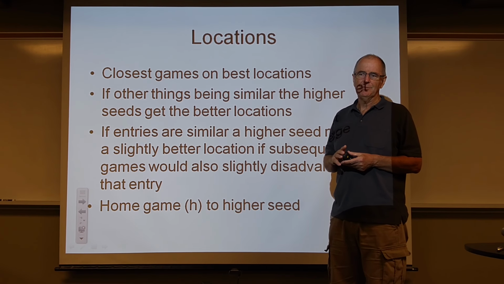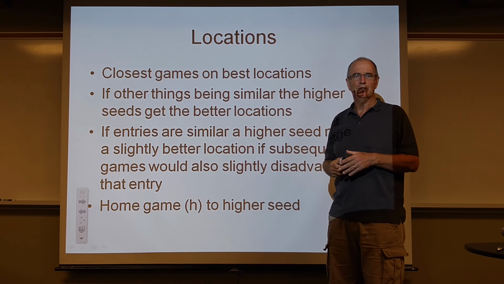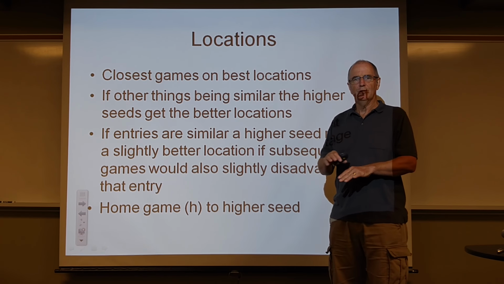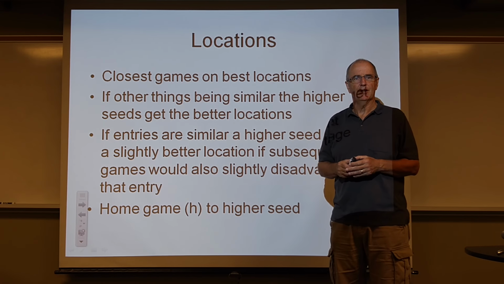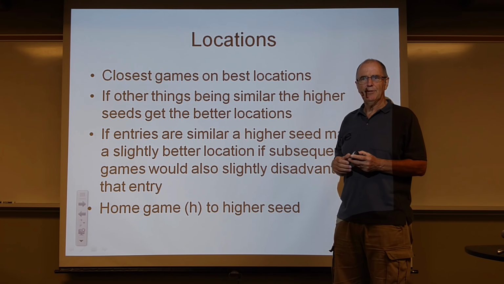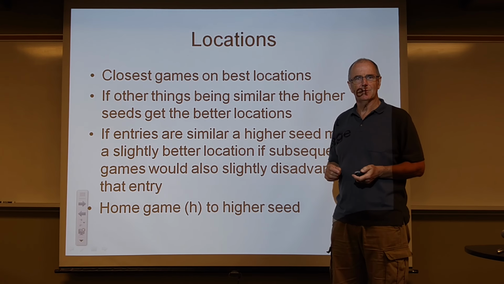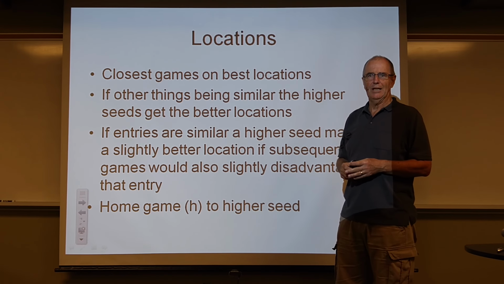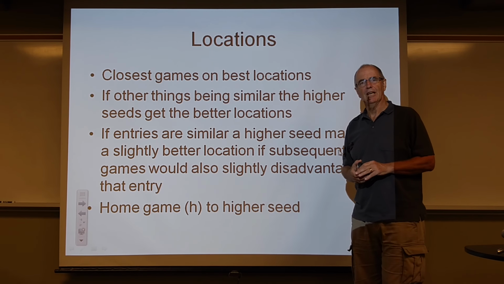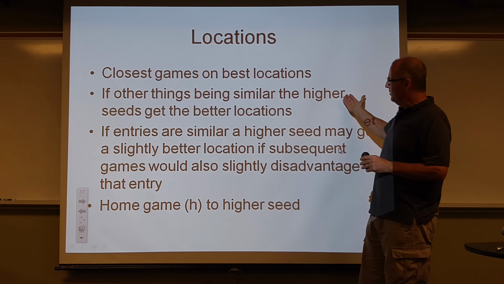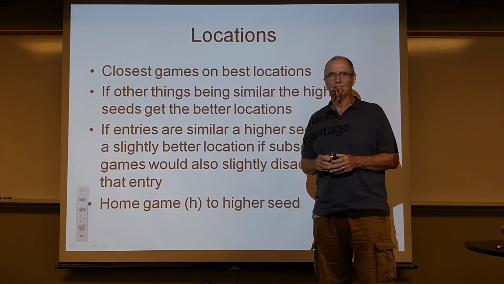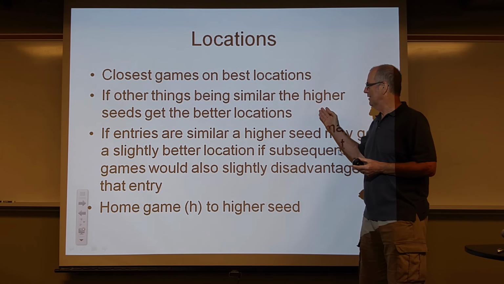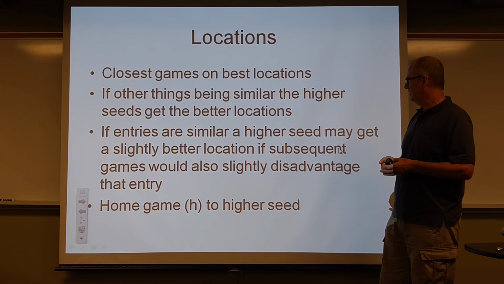Imagine a soccer tournament where we're using a professional stadium for one of the games, we're using a high school field for another game, and we're using an all-weather gravel field at an elementary school for a third game. We would want those closest matches between 4 and 5 played at that professional stadium, not on the gravel pitch, so people don't blame the location for the outcome of the game. So other things being similar, the higher seed will get the better location. If there are 2 teams that are quite close, we'll give a little bit of advantage to the higher seed. If entries are similar, a higher seed may get a slightly better location.